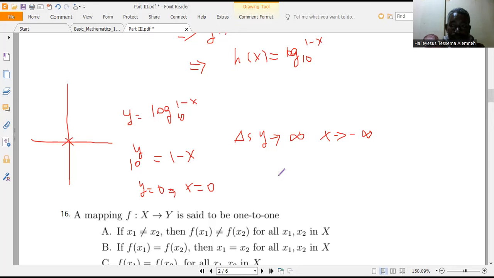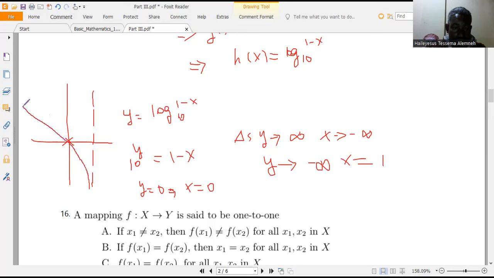And the other case is as y moves to negative infinity. As y moves to negative infinity, this part becomes 0 and x moves to 1. Therefore, we have obtained this constant, x equals 1, which is the vertical asymptote.